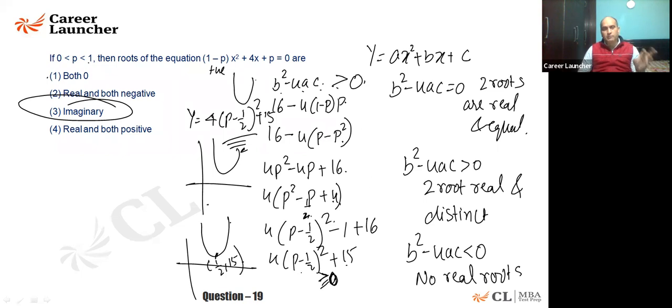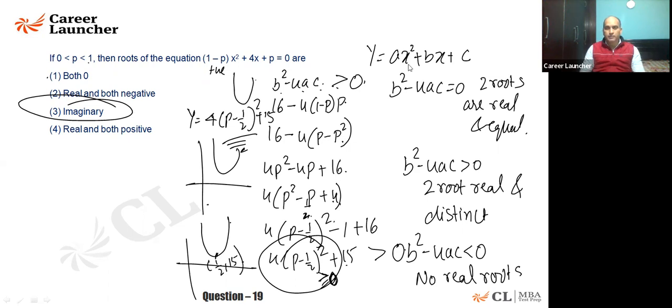So 4 times of (p minus half) square plus 15 is greater than 0 is the value which is going to come. Whatever may happen, because it is a perfect square, the minimum value of the perfect square will be 0. So that's why the roots will not be imaginary. Do you understand this?